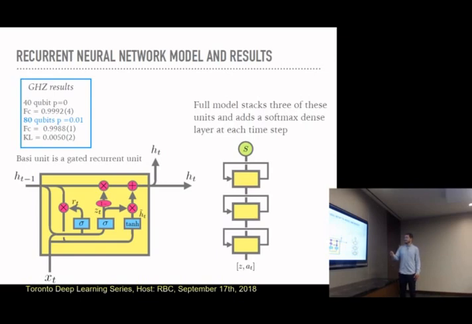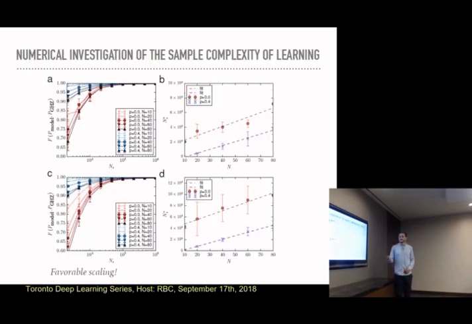Okay. This is for the rest of the neural nets. Should I stop now? Okay. Here I have a sample complexity study of this learning problem. Sample complexity means how big your training set should be for you to get a fidelity of 0.99.